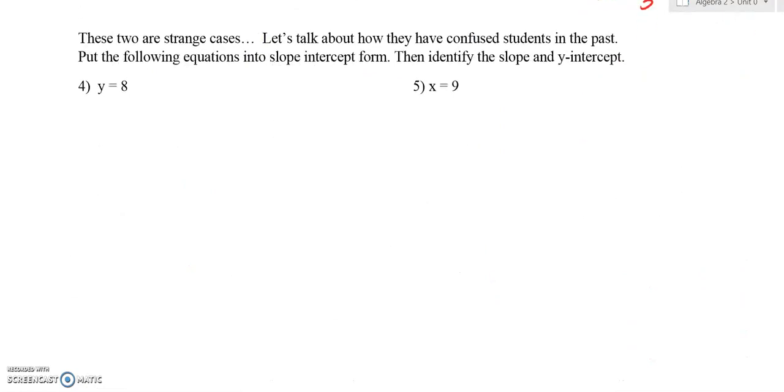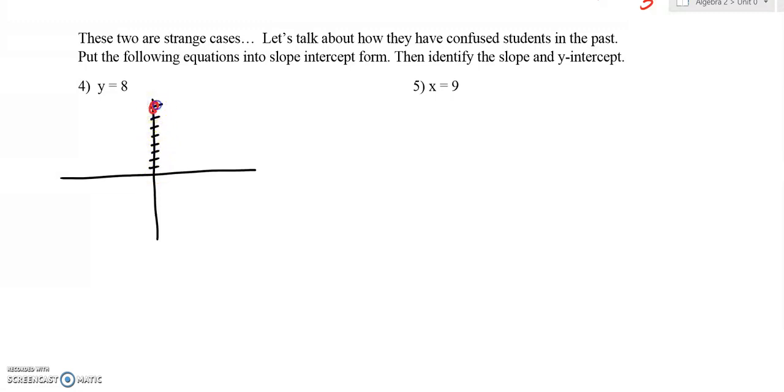Next, we have these two rare, kind of strange cases. Let's talk about these really quick because sometimes students are confused on the visual. So, for problem 4, y is equal to 8. Let me show you what this looks like. I'm going to draw my little grid there. I want to go up 8 spots. So I'm going to put in 8 tick marks. 1, 2, 3, 4, 5, 6, 7, 8.